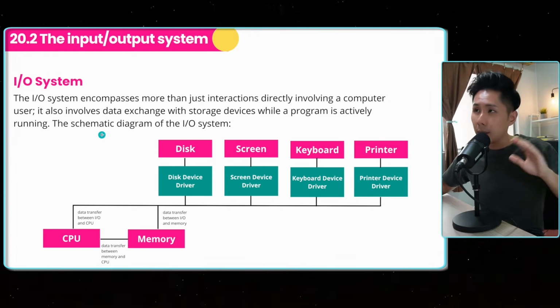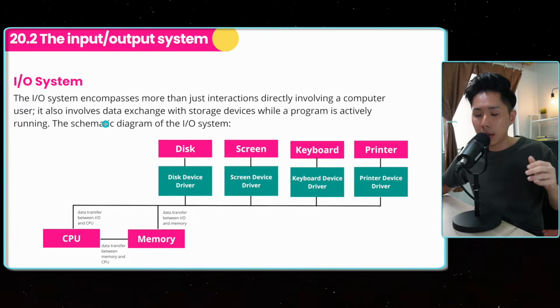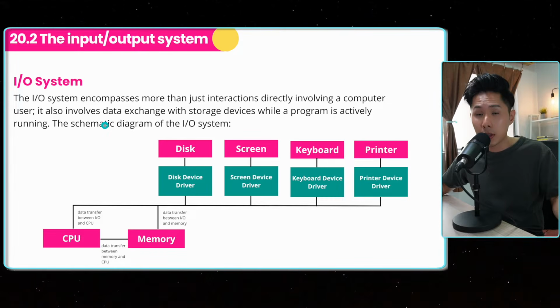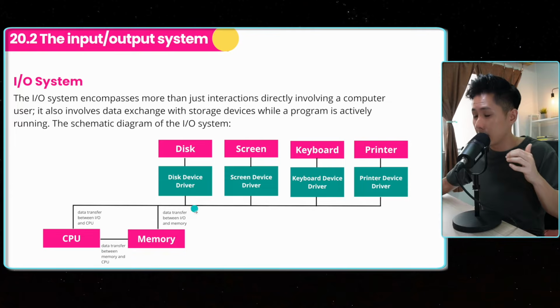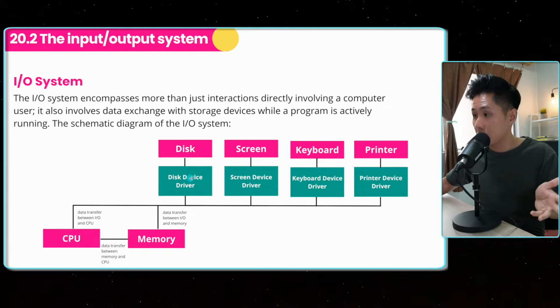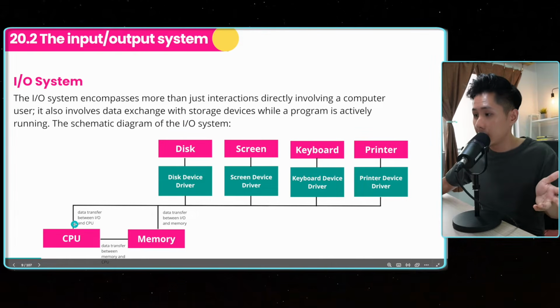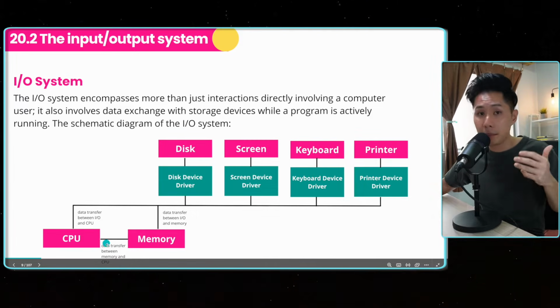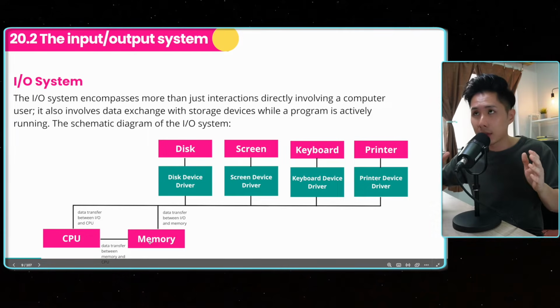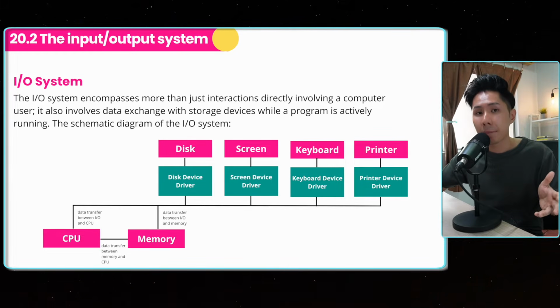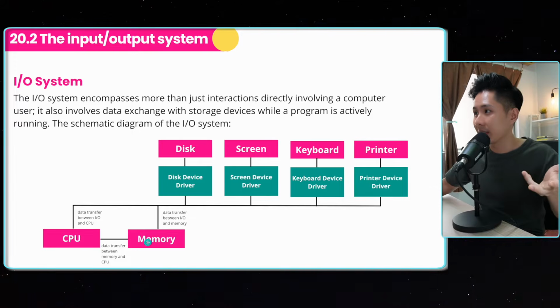Now, let's look into the I/O, input-output system. Do note that this input-output doesn't just refer to the input that the user gives to the computer. It also involves the data transfer between the various software, for example, the driver to the memory, to the CPU, and also data transfer between memory and CPU. So all this data transfer needs to be managed by something, and that something is the operating system.